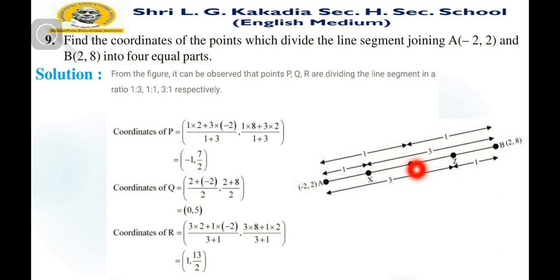Coordinate of Q, here Q is the midpoint of AB, so we just take x1 plus x2 by 2 and y1 plus y2 by 2, that is 2 plus minus 2 upon 2, 2 plus 8 upon 2, that is 0 comma 5.